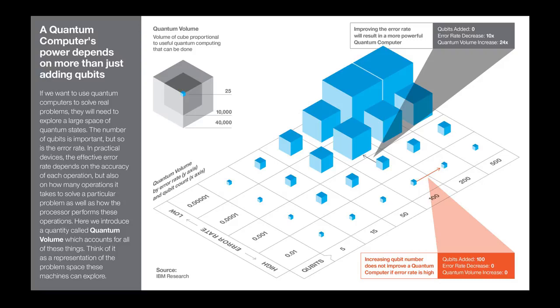If I have 1 qubit, I can be in 2 states, and the more qubits, I can be in a superposition of 2 to the n states. But another important factor is this error rate, right? I have to be able to control what's going on in the qubits. If I have really high errors and all of my operations don't work out as I expect them to, then that's not going to really work.